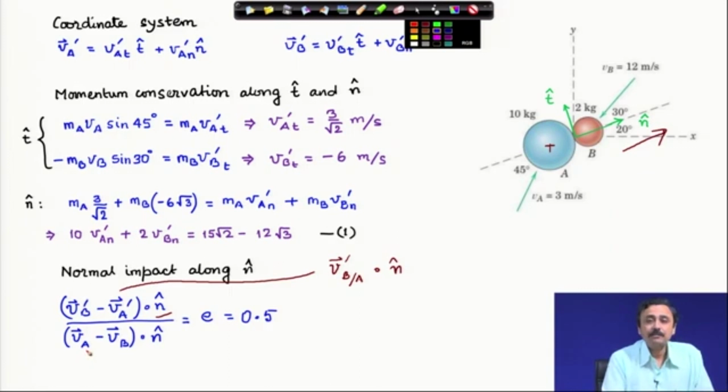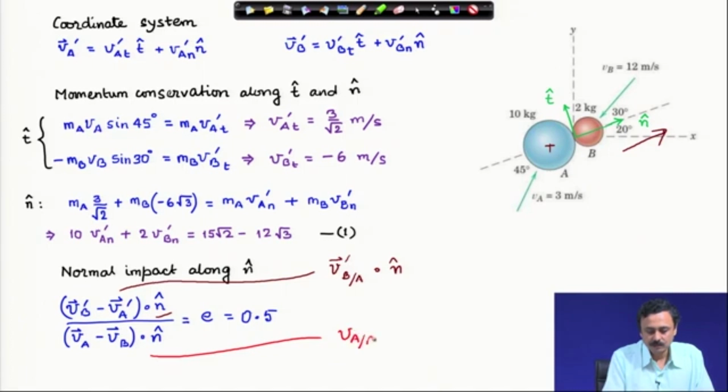In the denominator I have written V A minus V B. So, the denominator is V A relative to B. This is the incoming relative velocity before the impact of the two particles. What is V A relative to B? It is the velocity as seen by an observer on B who is observing A.